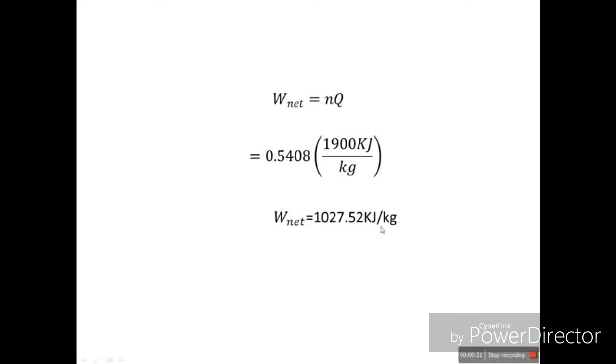To get the net work, given the formula of efficiency is equal to work net over Q, and deriving the equation for work net, we have work net is equal to efficiency multiplied by Q. Substituting all the values given, we have 0.5408 multiplied by 1900 kJ per kilogram is equal to 1027.52 kJ per kilogram. So now, let's proceed to the calculation.